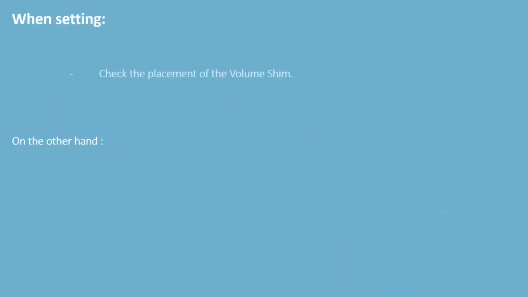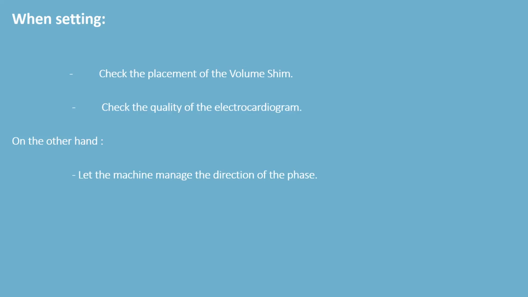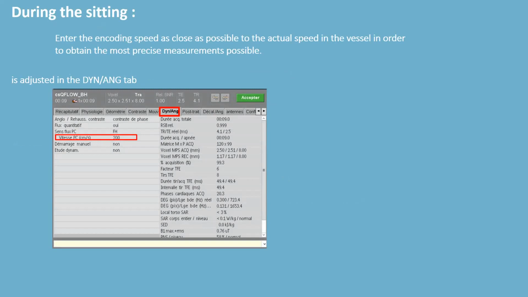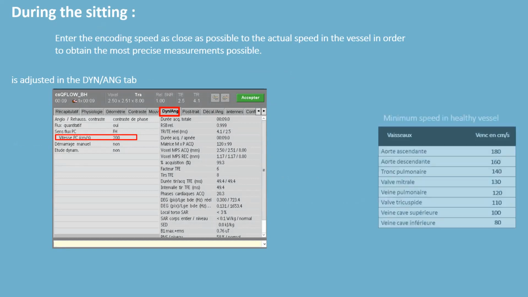When setting up, also check the placement of the volume, and also the electrocardiogram. On the other hand, let the machine manage the direction of the phase. Also, there is no need to modify the FOV. During the setting, enter an encoding speed as close as possible to the actual speed in the vessel in order to obtain the most precise measurement possible. If you want to adjust it, in the dynamic angle and table here, you can choose the speed as you want.